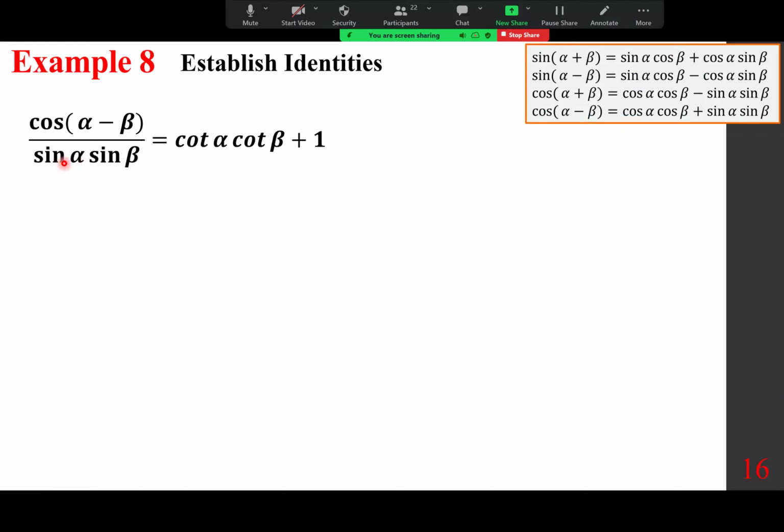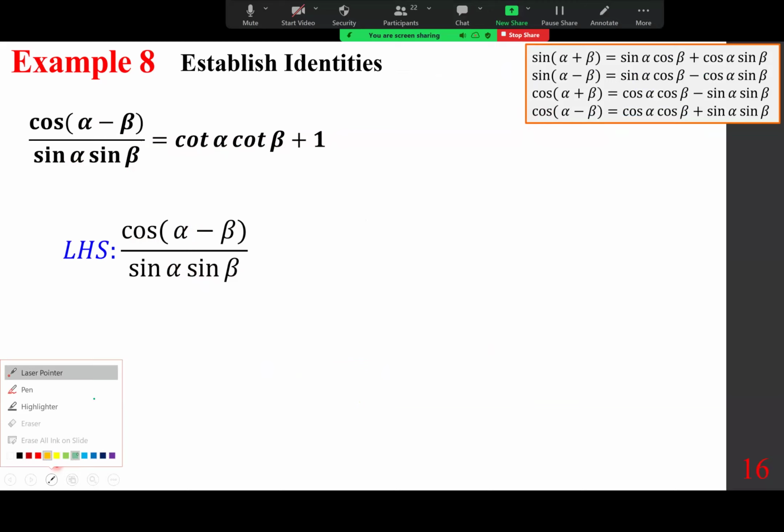Cosine of alpha minus beta over sine of alpha sine beta is cotangent alpha cotangent beta plus 1. We can start from one side. So for example, let's start from the left-hand side. Left-hand side, there's nothing we can do for the bottom. Cosine of alpha minus beta, we are going to use cosine of alpha minus beta, which is cosine alpha cosine beta plus sine alpha sine beta.